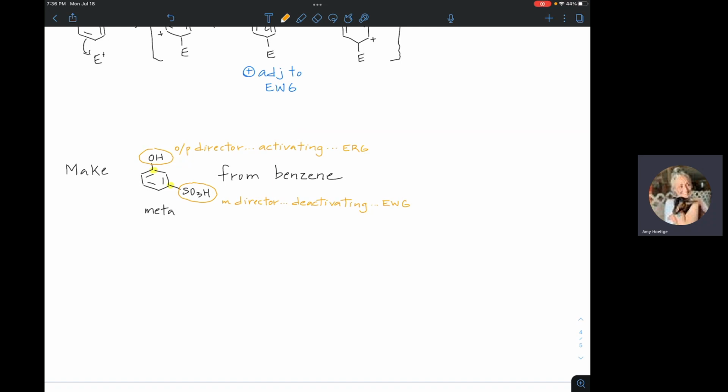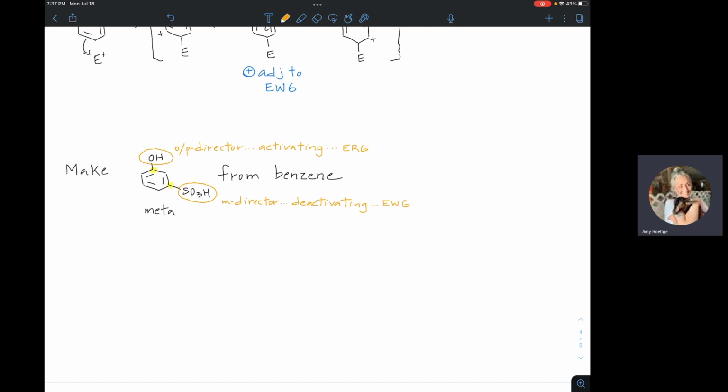So if that's a meta director, put a little hyphen there for you. If that's a meta director, wouldn't that be the group I'd want to put on the ring first? So if I get that group on the ring, then when I add the hydroxyl group, it'll go to the meta position. If I put the hydroxyl group on the ring first, then the sulfonic acid is going to be going to the ortho or the para position, and you won't get this relationship that you're looking for.